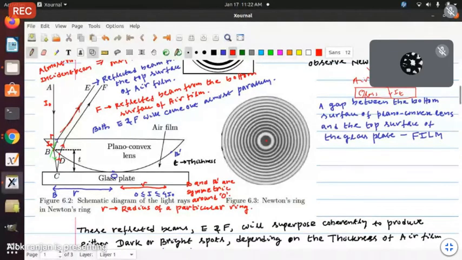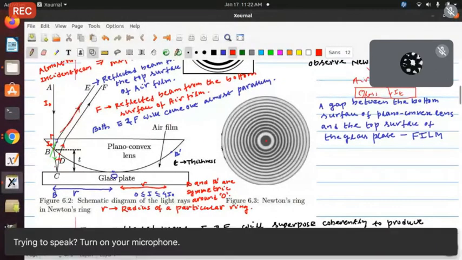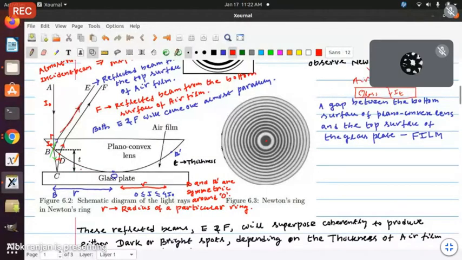Okay, and then some portion will get transmitted, and again it will travel in this gap. That means the gap between the top surface of this glass plate and the bottom surface of this plano-convex lens. And again, it will get reflected and then transmitted, namely the beam A.